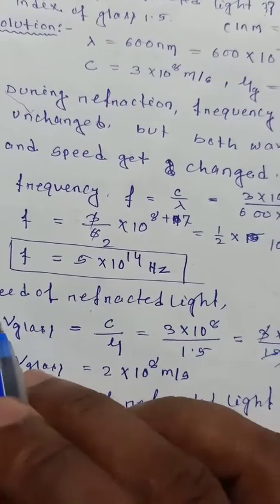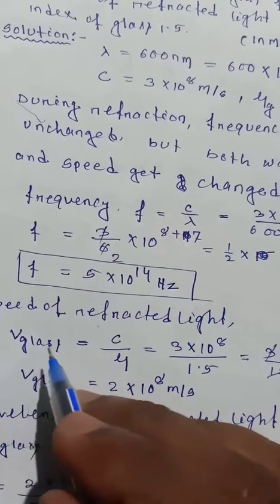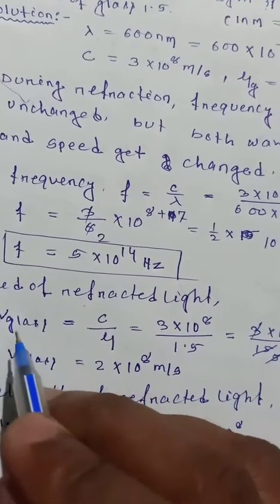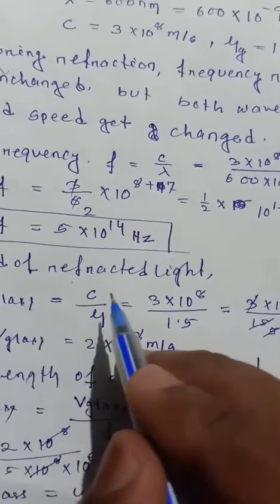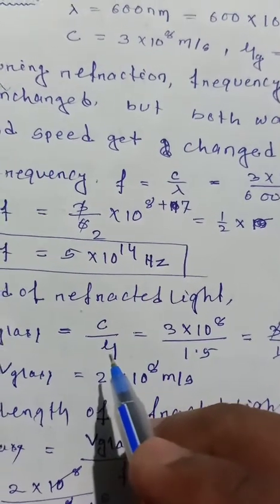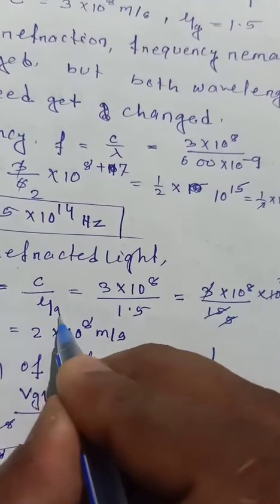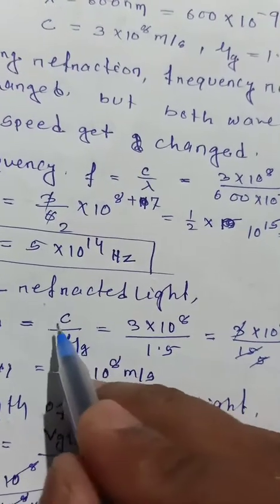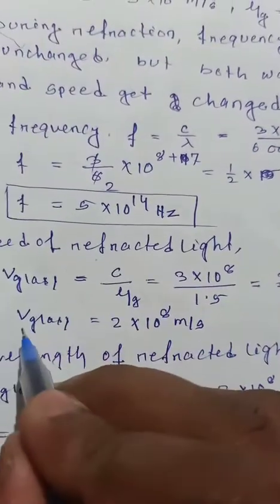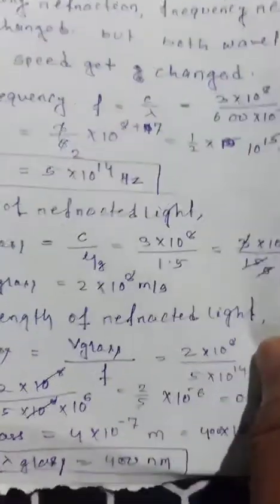Second, we have to find the speed of refracted light. The speed of refracted light means here the speed in glass, so that medium is glass. One medium is air, the second medium is glass, the denser medium. So V glass is equal to speed of light in vacuum divided by refractive index, the refractive index of glass. C is the velocity of light, refractive index is 1.5, and so we get V glass equal to 2 into 10 to the power 8 meter per second.